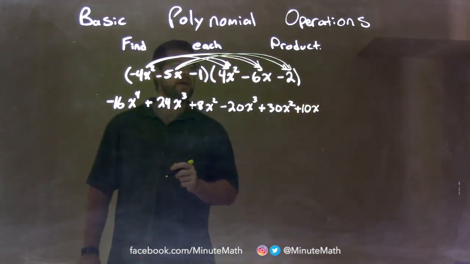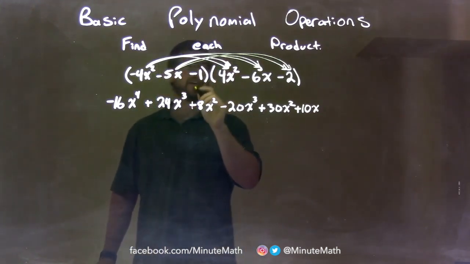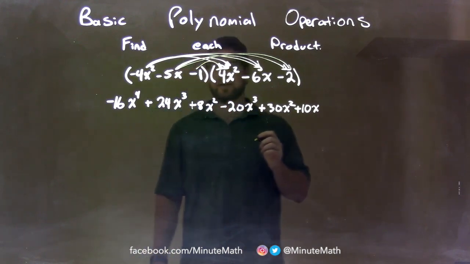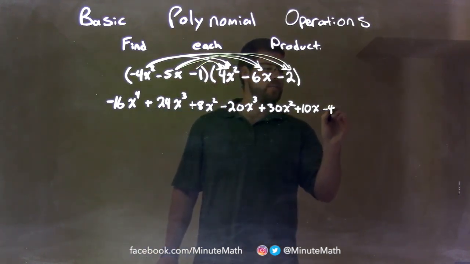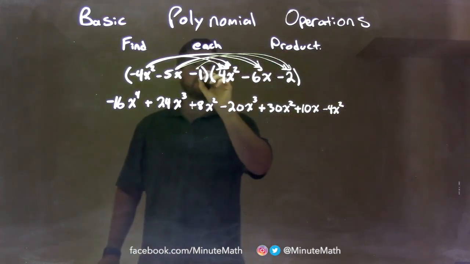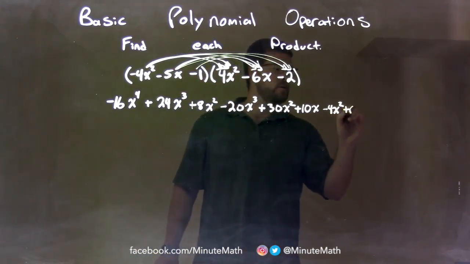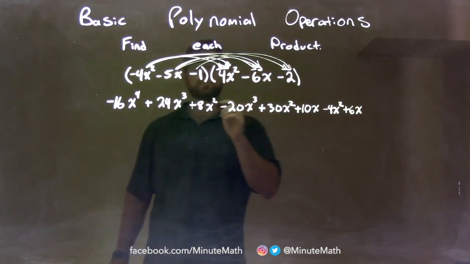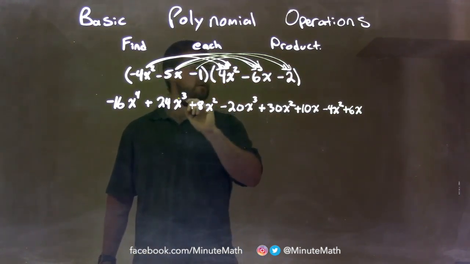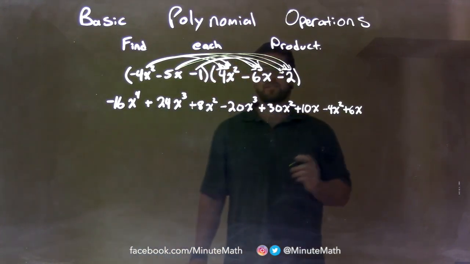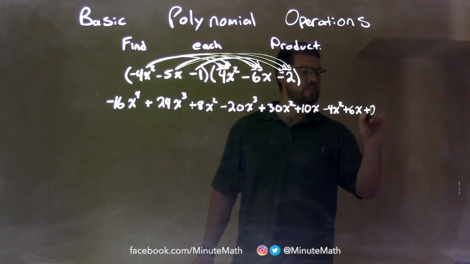And then lastly, we have the negative 1 that needs to be multiplied to all parts. Negative 1 times a positive 4x squared is a negative 4x squared. Negative 1 times a negative 6x is a positive 6x. Okay? And negative 1 times the last term here, the negative 2, is a positive 2.